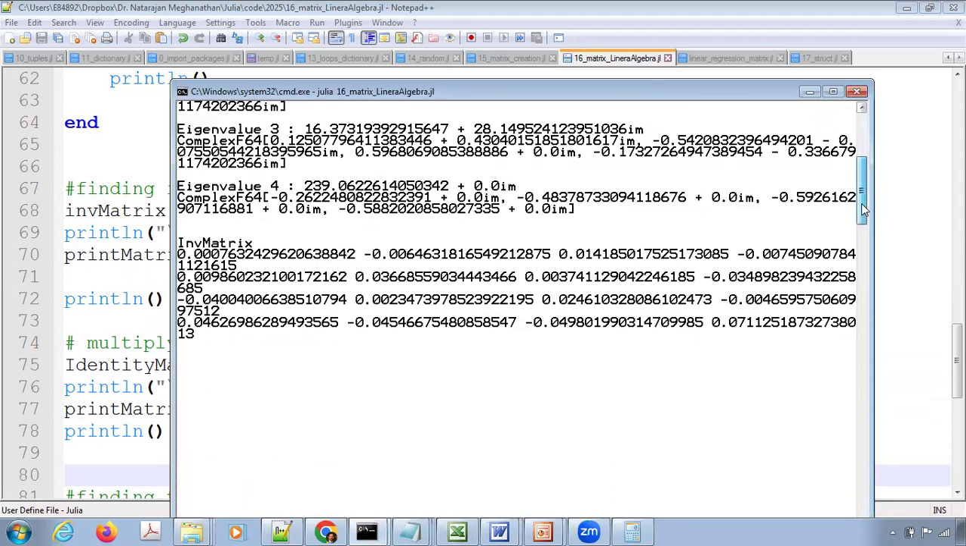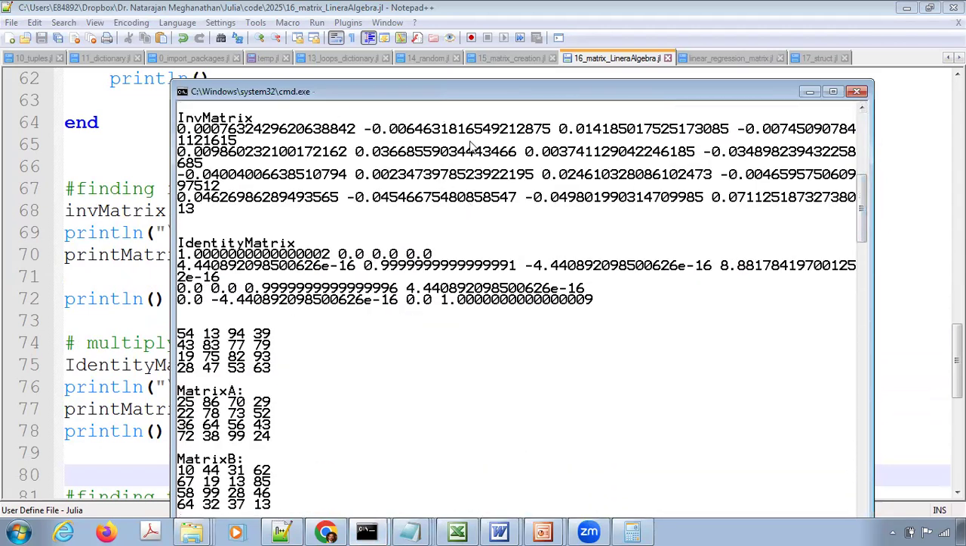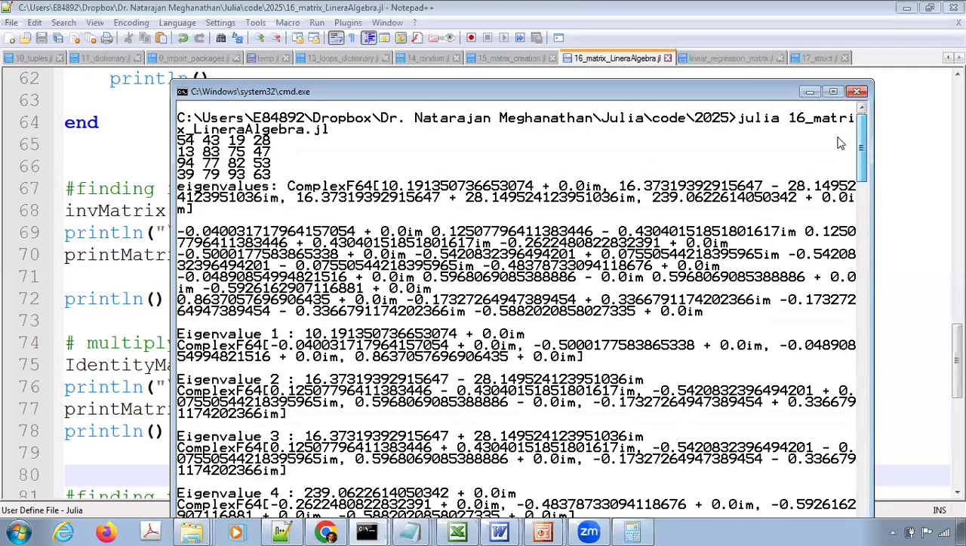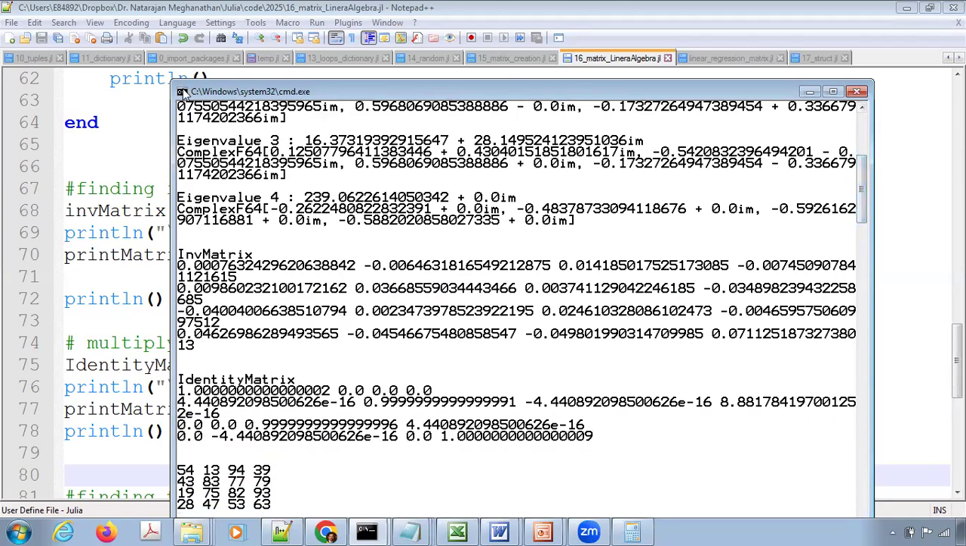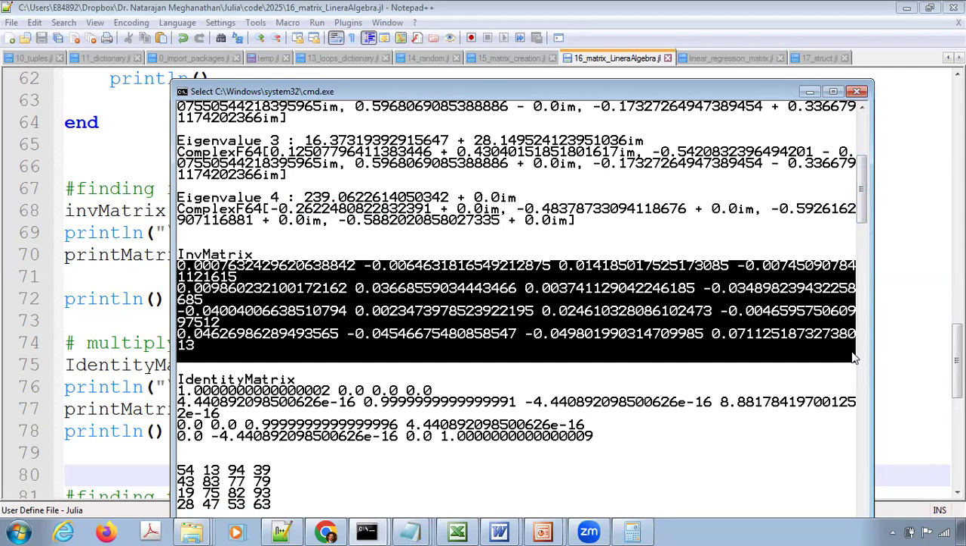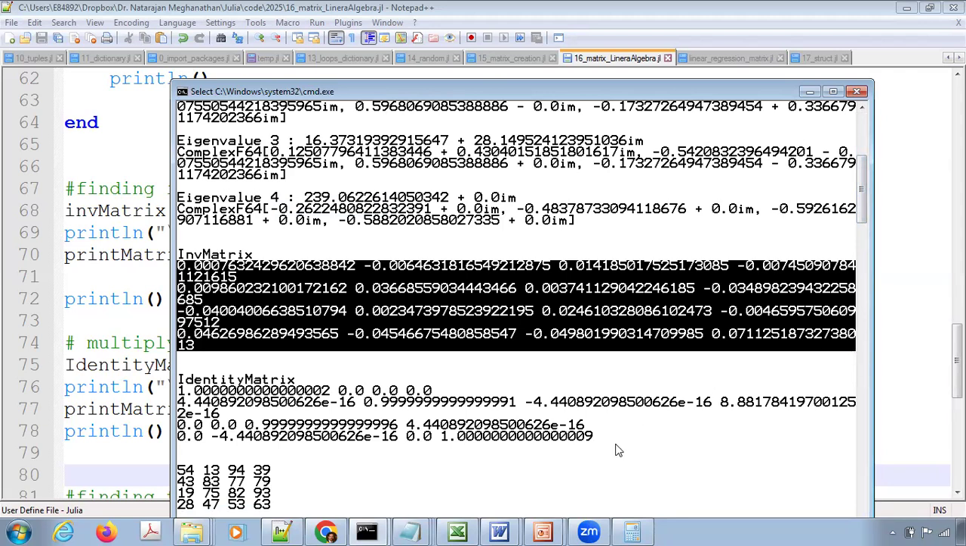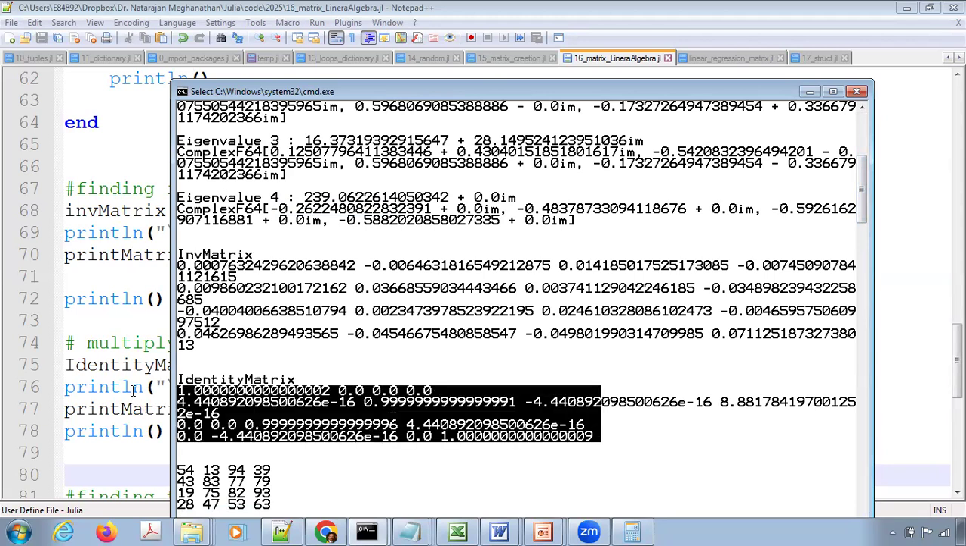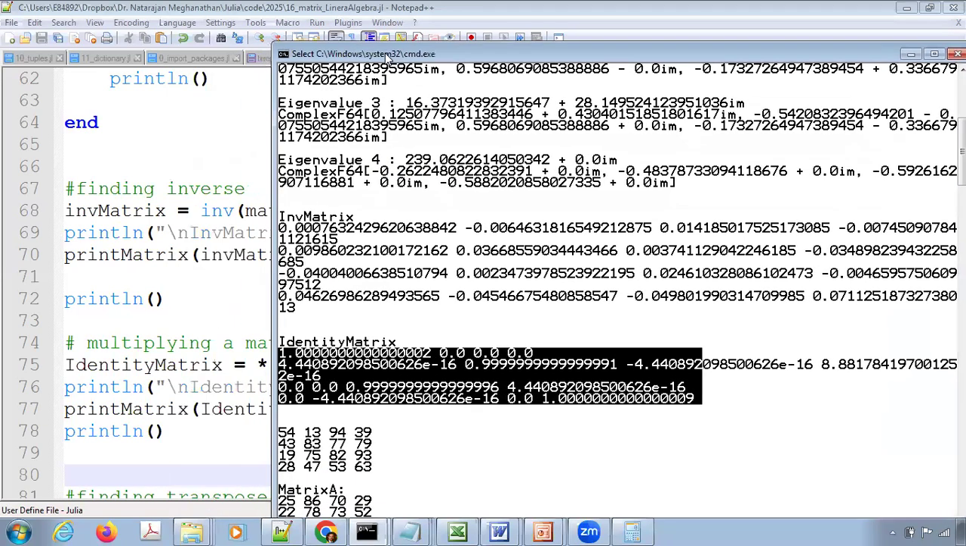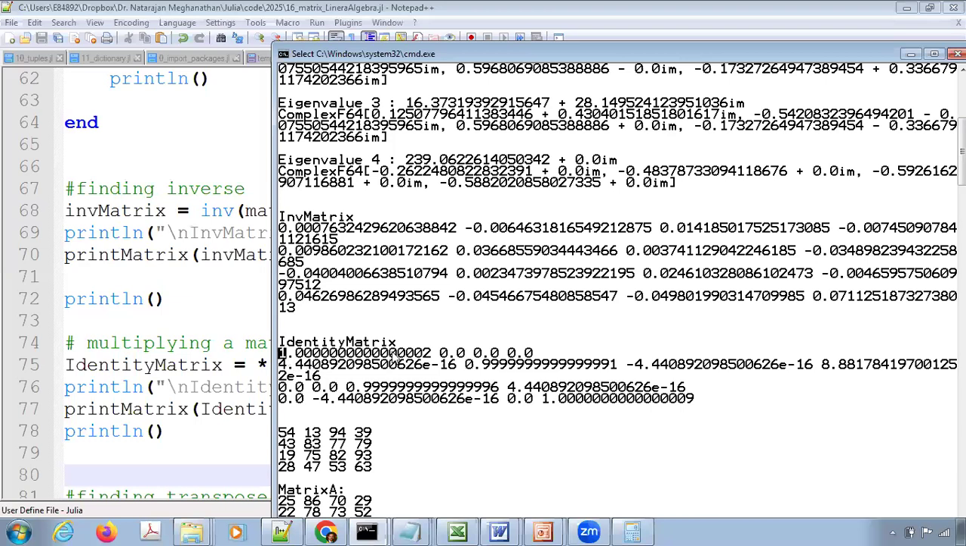So this is the inverse matrix for this matrix here. That's a square matrix, and the inverse is this one. For an integer square matrix, the inverse could have real numbers, that's fine. And then this is the identity matrix. As you can see, the first entry is a 1, followed by all zeros. It's a 4 by 4 matrix, so 1 followed by 3 zeros.